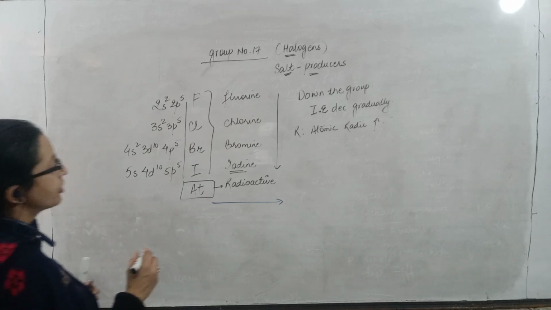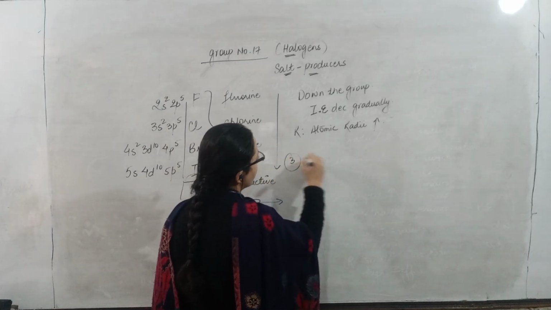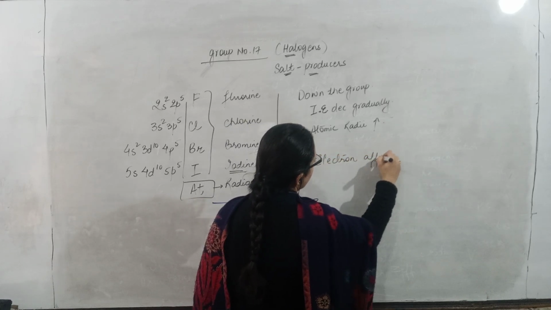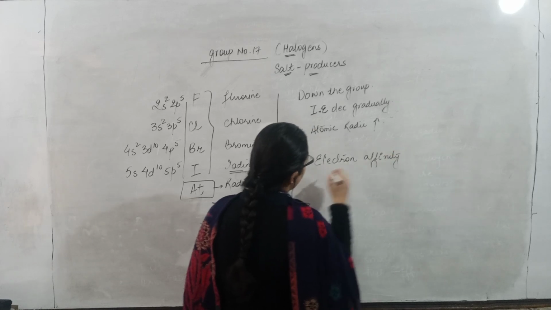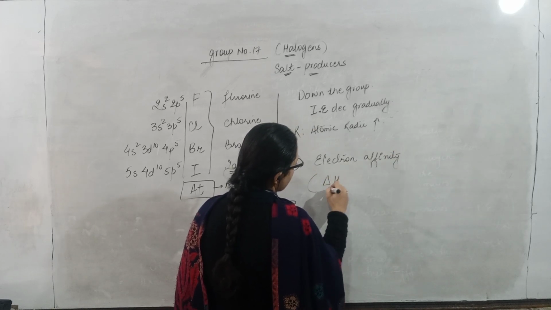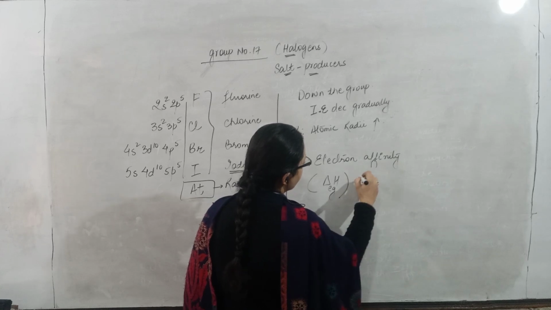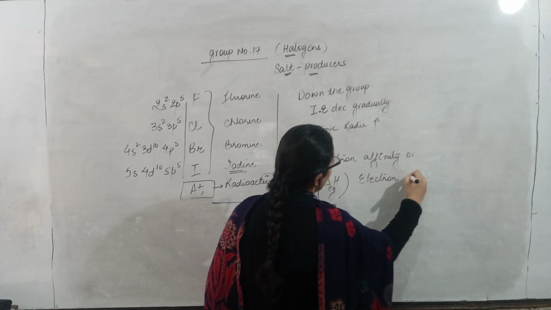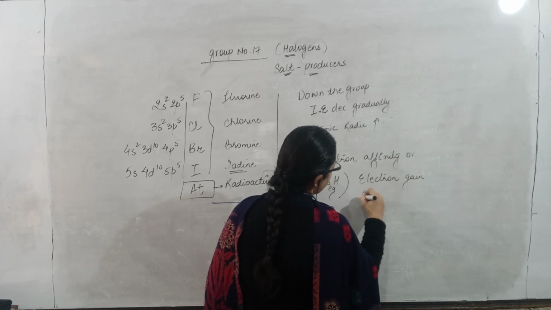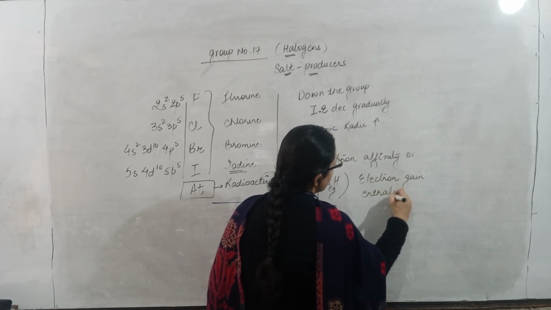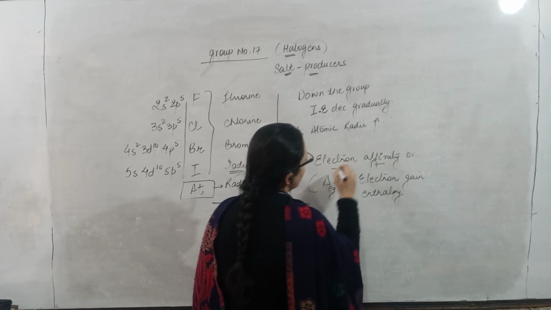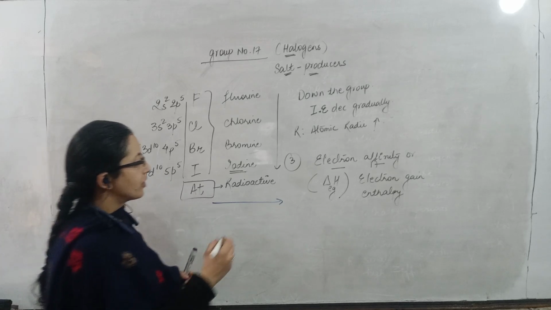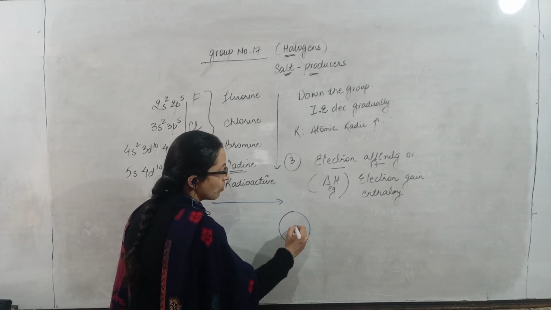Okay, now the third property is electron affinity, or in terms of energy we call it electron gain enthalpy. See, affinity means attraction. So electron affinity means attraction for the electron.